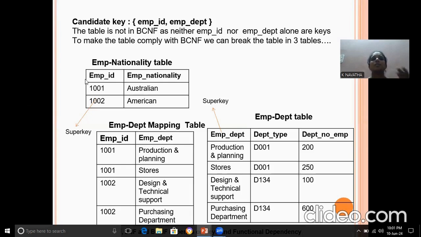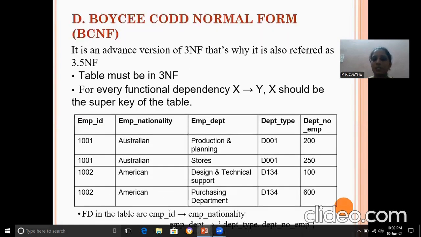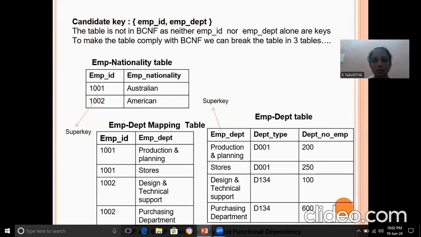It is not considered BCNF because neither employee ID nor employee department alone are keys. To make that table comply with BCNF, we can break the table into 3 different tables. Before, this is not BCNF, so we are dividing this table into 3 new tables. The first table is the employee nationality table that relates the ID and nationality, and the next table is the employee department mapping table.